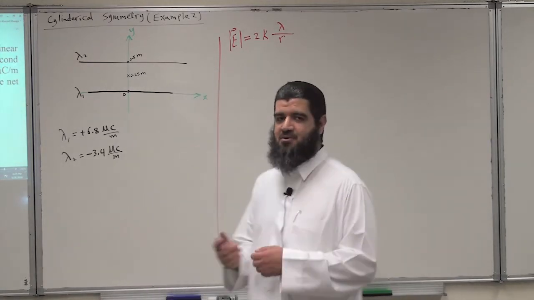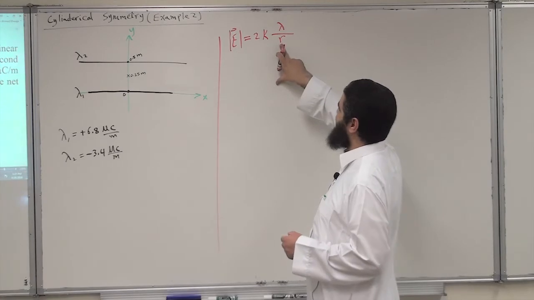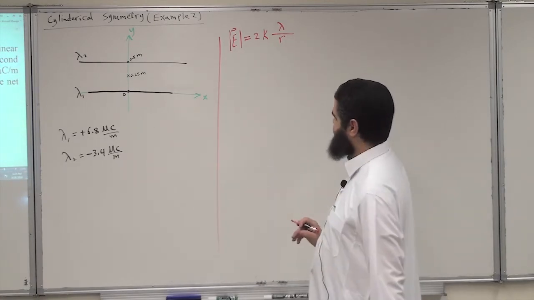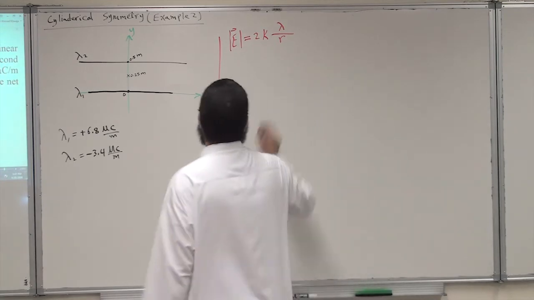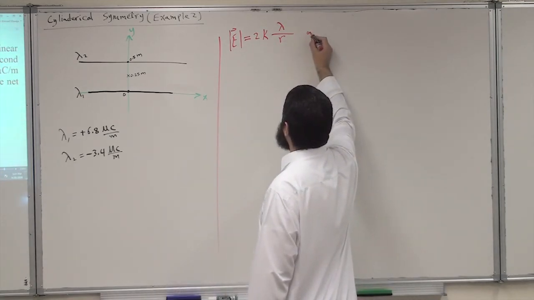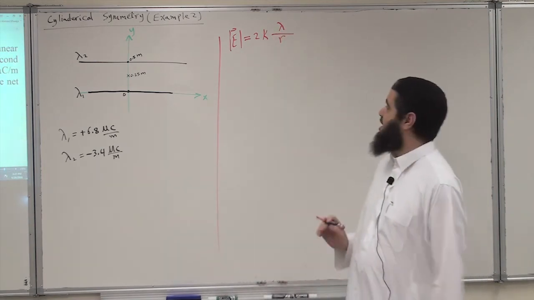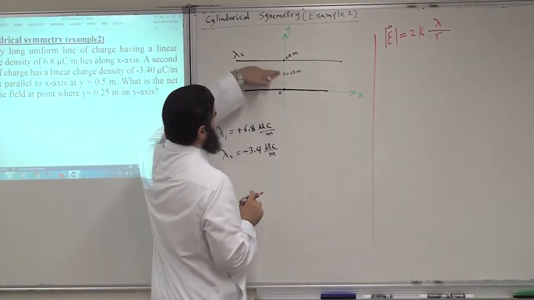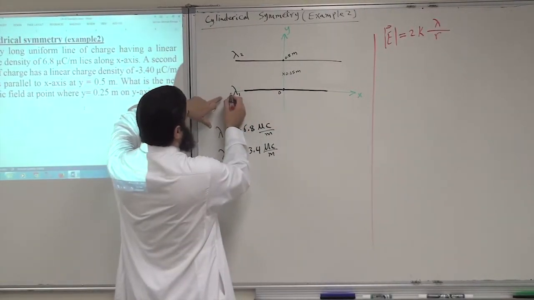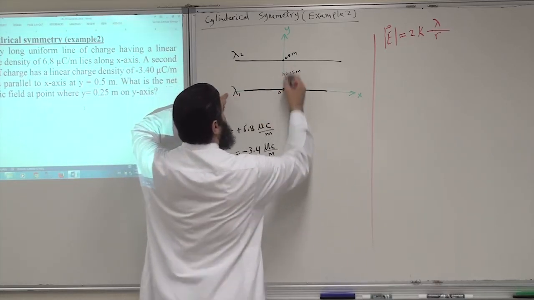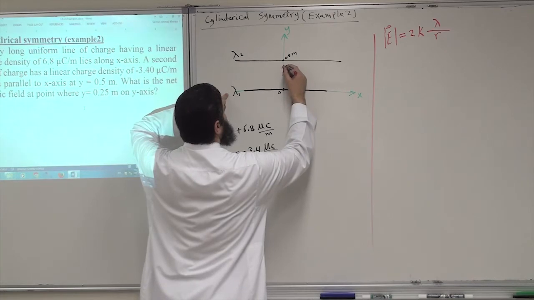This is the formula used to find the electric field at a distance R from a line charge distribution. And the direction of this electric field will be outward if lambda is positive, and it will be inward if lambda is negative. So at this point here, this is a positive charge. So the electric field due to this lambda 1 will be in which direction? Outward. So it will be in this direction.